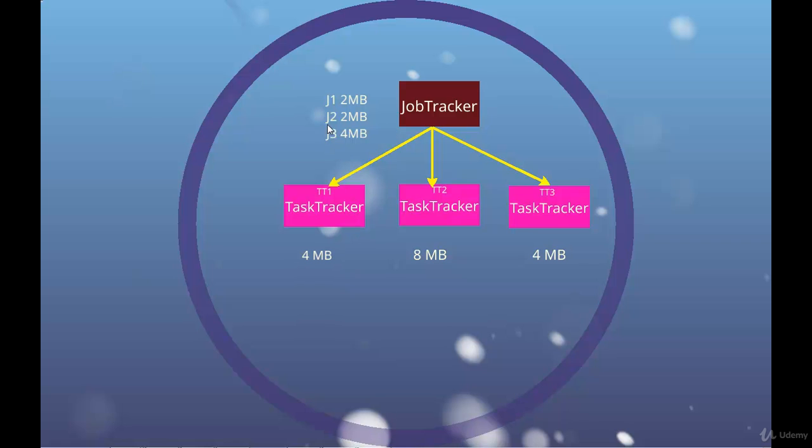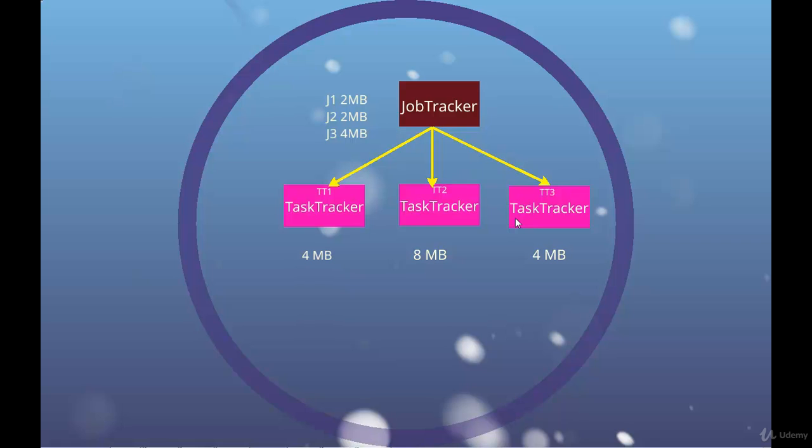What about the job J2? Let's say this is a 2 MB job. Where does it get scheduled? TT2. Now we have J3, a 4 MB job. Where will J3 go? Obviously, it will go to TT3. This is the normal round robin scheduling that the job tracker will perform to schedule its jobs in sequential manner. There is no doubt about it because the job tracker is dumb. All it needs to do is schedule its jobs. It performs nothing other than dispatching the job to the right task tracker.